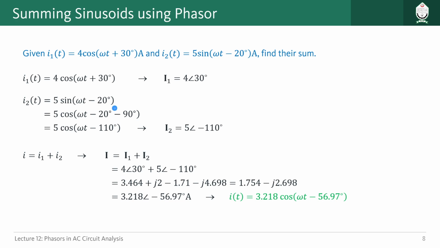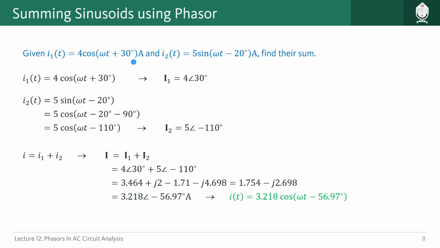And for I2 also, this is a sine signal. That's why we have to convert that into its cos value. That's why we have added this minus 90 degree. Finally, we get this value. So its phasor domain quantity is 5, angle is minus 110 degree. Okay, and now we can actually add this up, right?